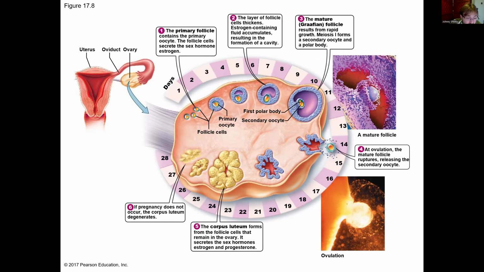Then the follicular cells that remain behind in the ovary are going to start to thicken and develop into the corpus luteum. That secretes estrogen as well as progesterone, the pregnancy maintenance hormone. If at this point we do not receive feedback from the womb saying that pregnancy is occurring, then the corpus luteum is going to start degenerating and be reabsorbed for nutrients.